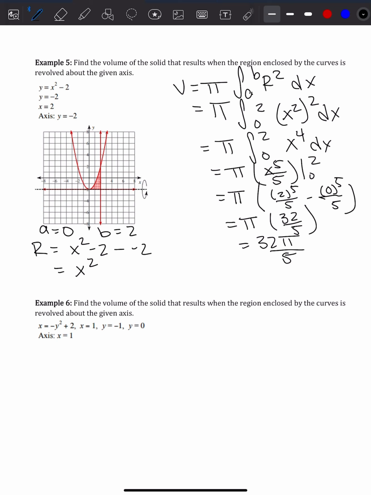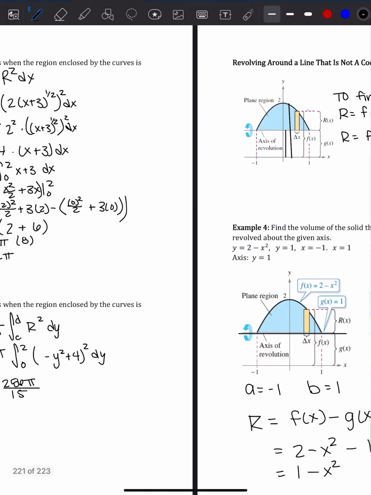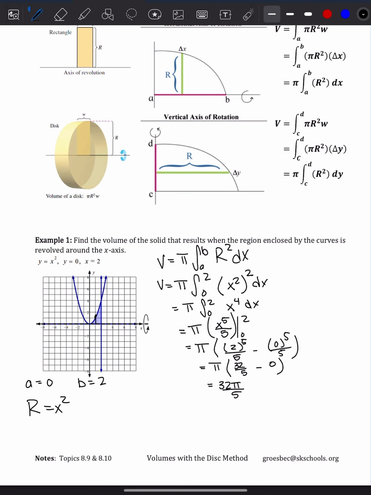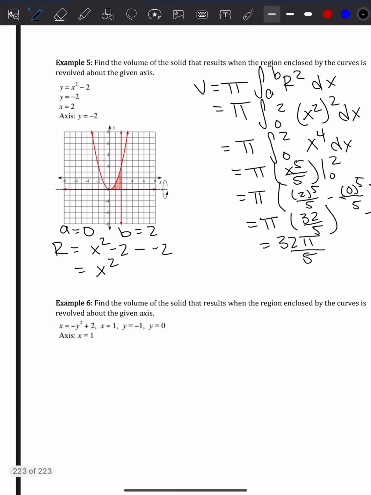So if we look at what we have here, this actually makes a lot of sense, because this problem, compared to the very first problem we did, is the exact same thing. The only difference is we took this graph and we shifted it down 2 units, but we also shifted our axis of revolution down 2 units. So it makes sense that this would give us the same volume here as it does there.